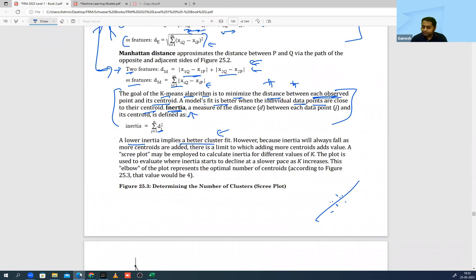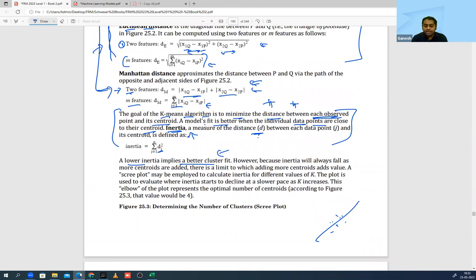Clear? Okay. So what is D? It is the distance between that J and its centroid. So do you realize we were also finding the distance only and we were squaring it? Wherever we are able to find the minimized distance, that is where my model is doing good. Clear? Okay. So very low inertia is good. But the problem is, again, what was the problem with R square? What was the problem with R square?